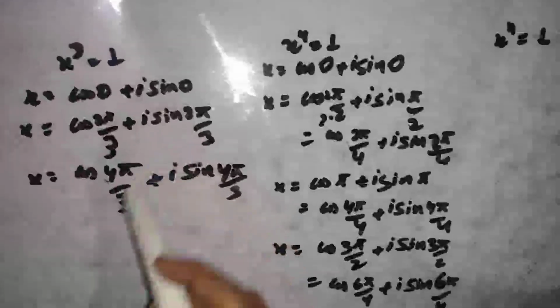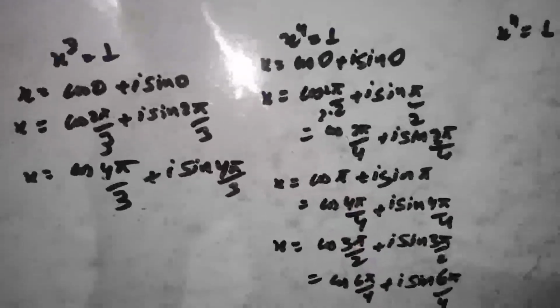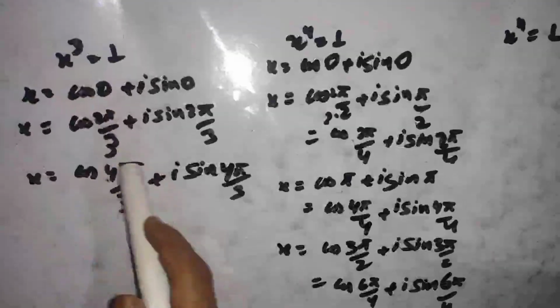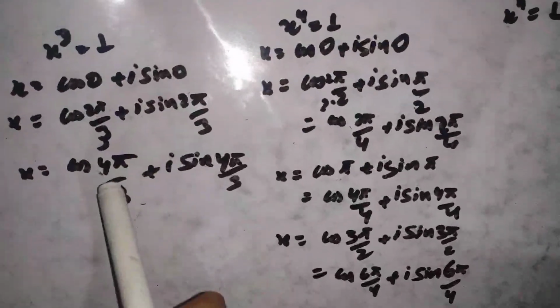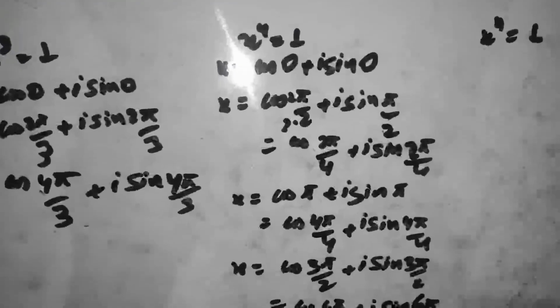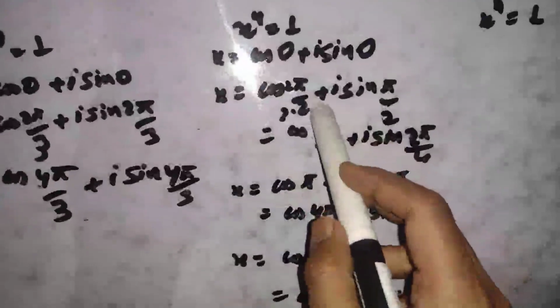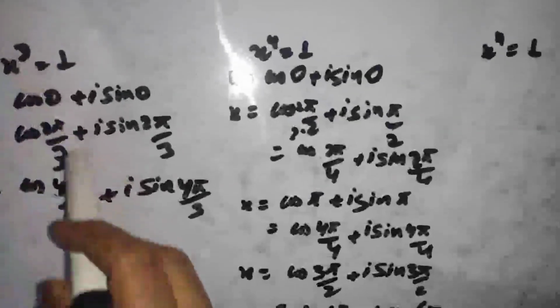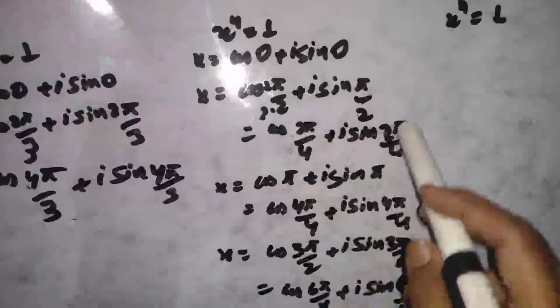the denominator is 3. We are manipulating angles in such a way that the denominator is always 3. So 2 pi by 3, 2 pi by 3 here, and instead of writing minus 2 pi by 3, we wrote 4 pi by 3. In the same way, in the equation x to the power 4 equals 1, we will manipulate the argument in such a way that the denominator is always 4. Here, because the power was 3, the denominator was 3. Here the power is 4, so the denominator is 4. So this is 2 pi by 4, this is 4 pi by 4, and this is 6 pi by 4.